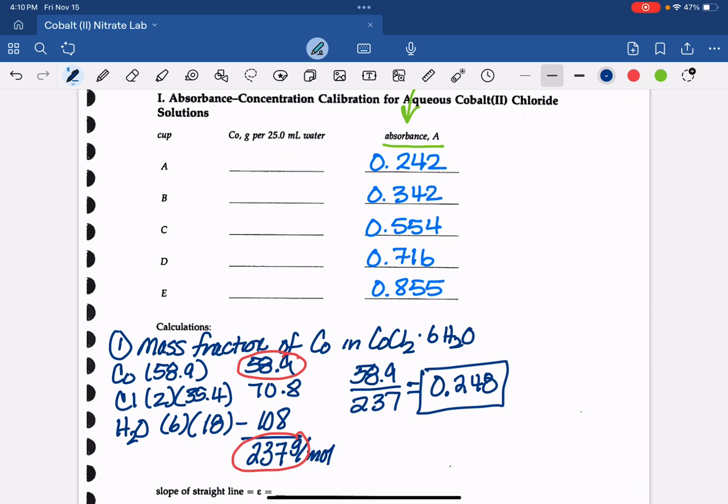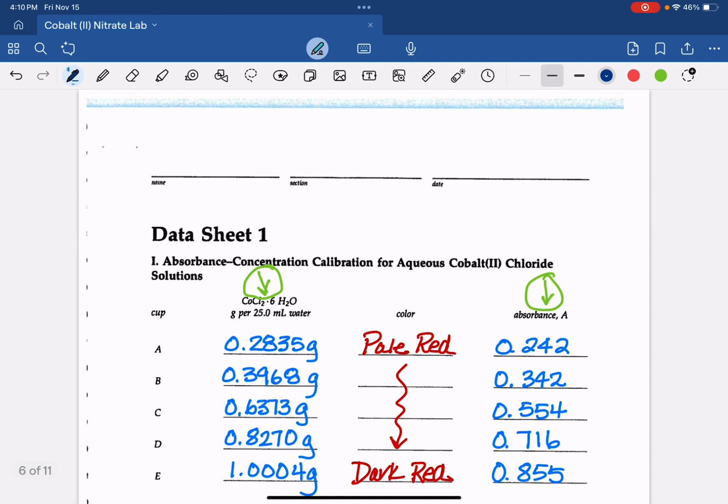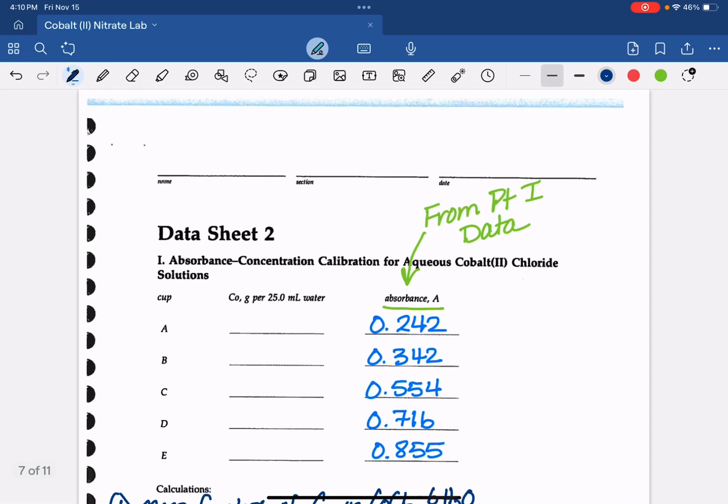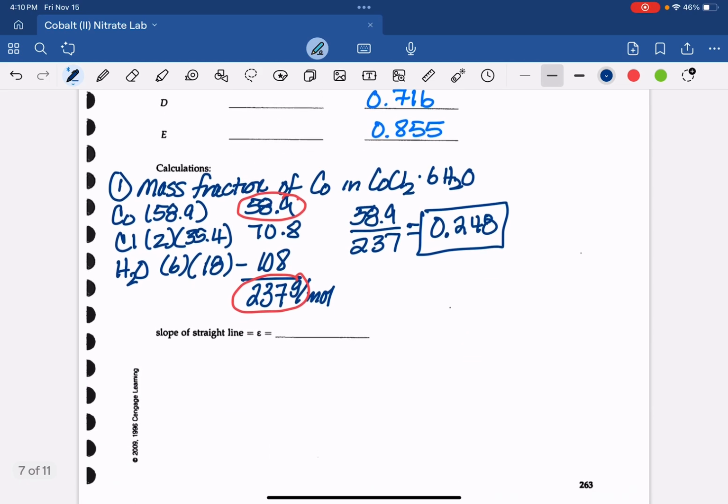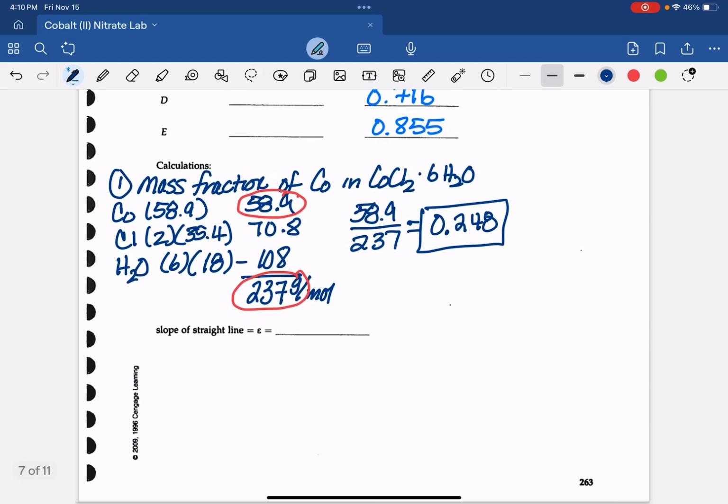Now the next thing, this is where you need your mass from the previous data table. Let me just slide back for you right here. Do you see these masses? You're going to take each of those masses and multiply them by that multiplier. I'm going to put number 2 for your second step. This is going to give you your concentration information.